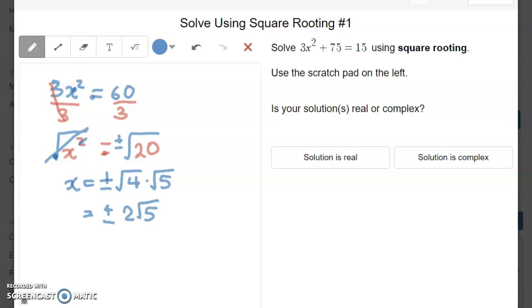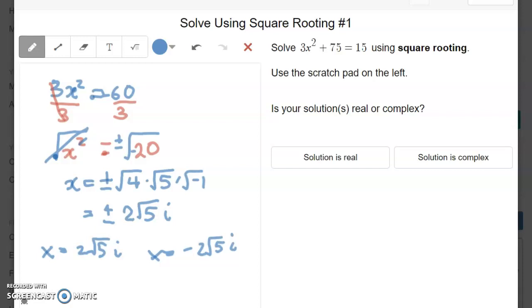Okay, that means that x is, oh, I made a big mistake, haven't I? What's my mistake? And this is a common mistake. I lost my negative sign. So that was supposed to be negative 20. That means I need a negative 1 here as well. So that becomes 2 root 5i. So that means it's going to be positive 2 root 5i, or the other solution is x is negative 2 root 5i.